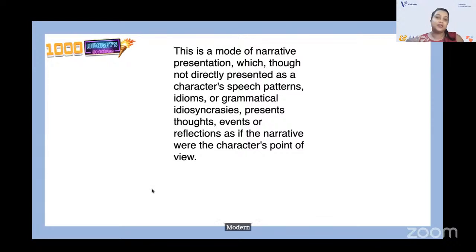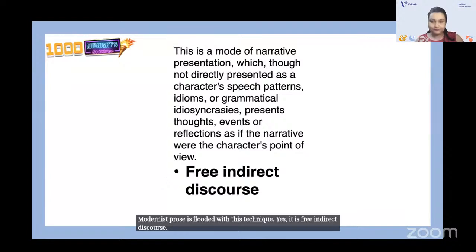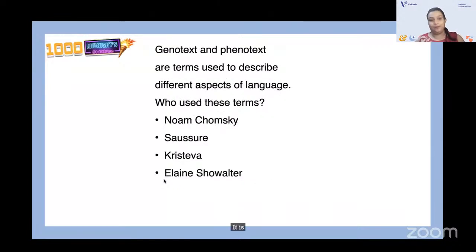Modernist prose is flooded with this technique. Yes, it is free indirect discourse. It is the narrative technique. Okay, correct.